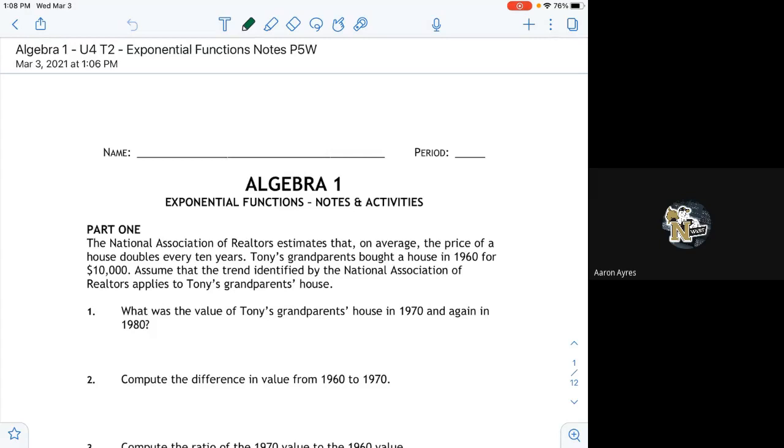So let's assume that in 1960, Tony's grandparents bought a house for $10,000. Now, the rule of thumb is that for every 10 years that pass, a decade, the value should double. So, just out loud, what would be the value of the house 10 years after 1960? 20,000. What would it be again in 1980? Okay, let's write those down here real fast.